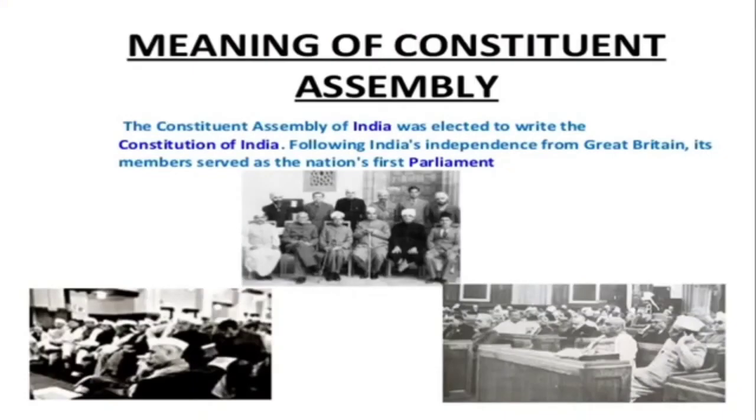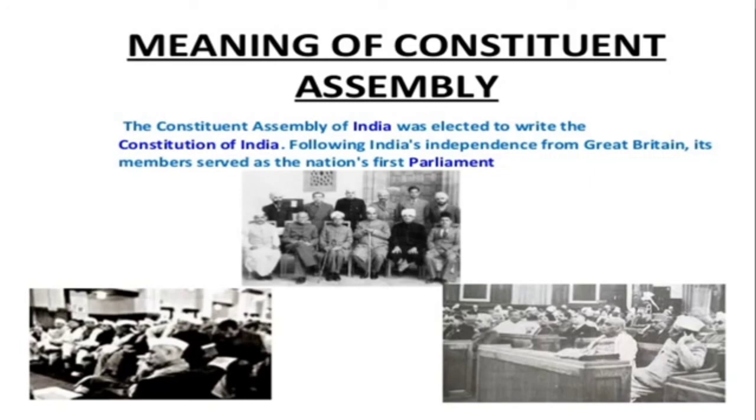Let us go back and see what is the meaning of the constituent assembly. So I told you the constituent assembly is this particular group of people who came together in order to write this constitution. So they have not written it directly, okay? They must have studied so many things. For example, Dr. Babasaheb Ambedkar, he studied the constitutions of different countries, and he also thought about how should India's constitution be written.